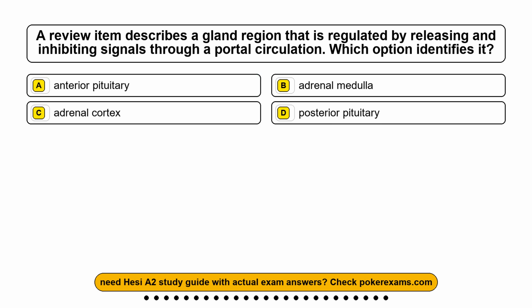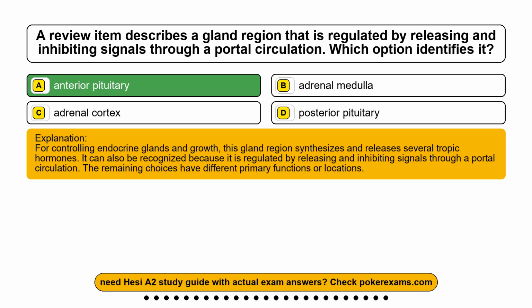Question 17. A review item describes a gland region that is regulated by releasing and inhibiting signals through a portal circulation. Which option identifies it? Option A, anterior pituitary. Option B, the adrenal medulla. Option C, the adrenal cortex. Option D, posterior pituitary. The correct answer is option A, anterior pituitary.